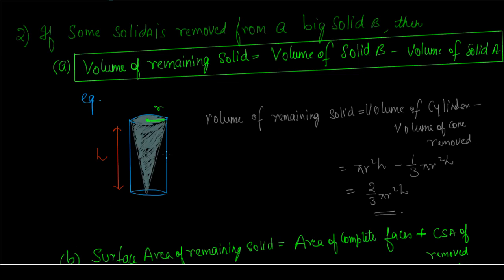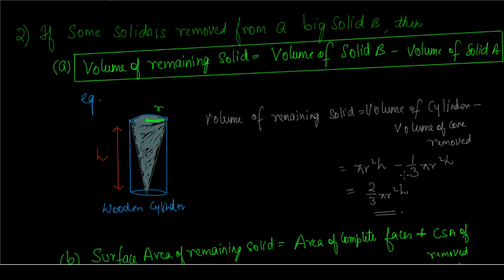So there are two things we're going to consider here, the volume and the surface area. The volume of the remaining solid will be equal to volume of solid B, that is the big solid, minus volume of the removed solid, that is volume of solid A. Right? Pretty obvious, right? Let's take an example. For example, you have a wooden cylinder. And from this wooden cylinder, I am carving out a cone of the same height and the same base radius. So volume of remaining solid will be volume of cylinder minus volume of the cone which has been removed.